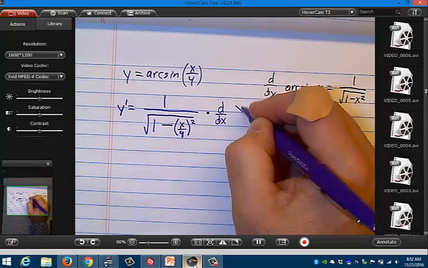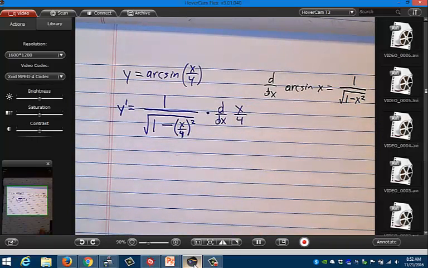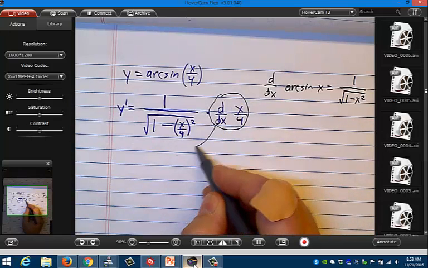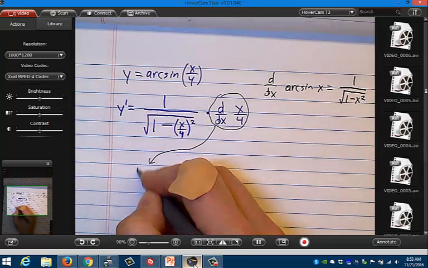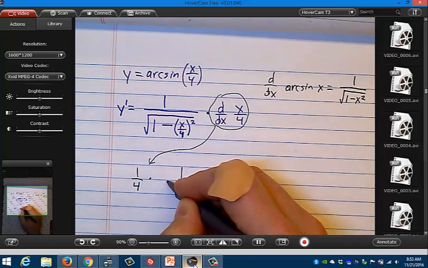Well, the derivative of x over 4, right? So you have to multiply. So what are we really multiplying by? What is the derivative of x over 4, guys? Come on, you're on video. Make me look a little better. What do you have? Television audience at home already has this done. The derivative of x over 4 is 1 over 4. So it's 1/4 times this stuff.